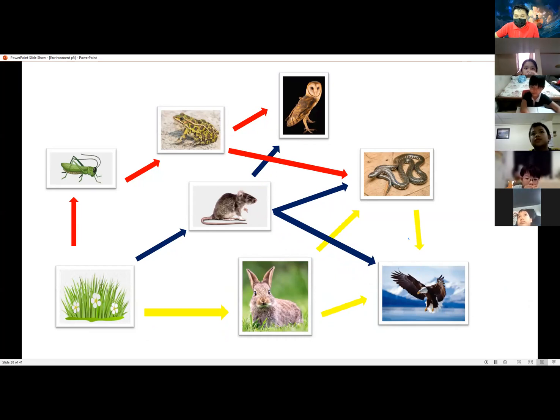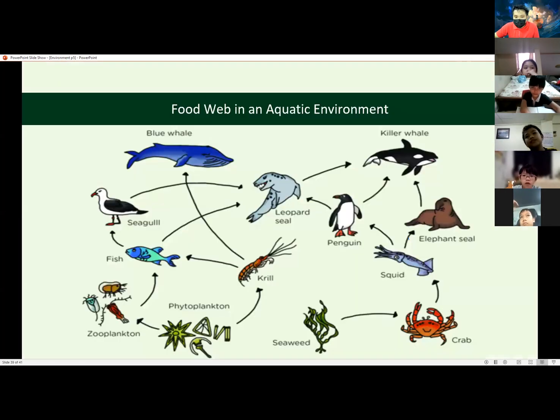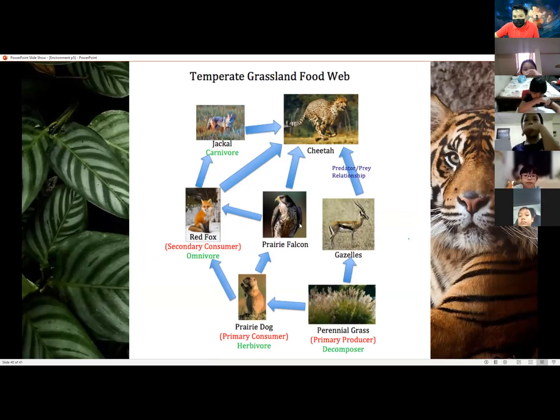Understand? Do you understand? Yes. Same food web in the aquatic environment. Okay. And then for the grassland. What is grassland? Like the safari.